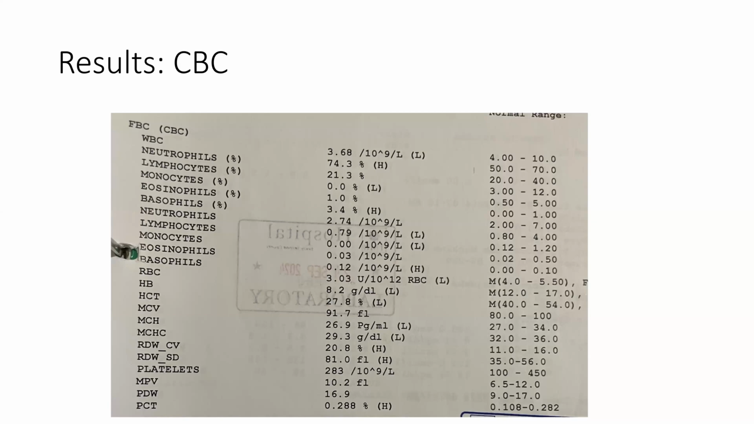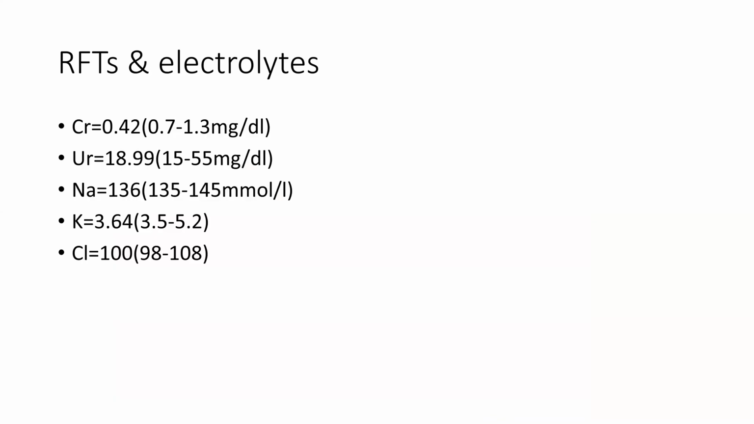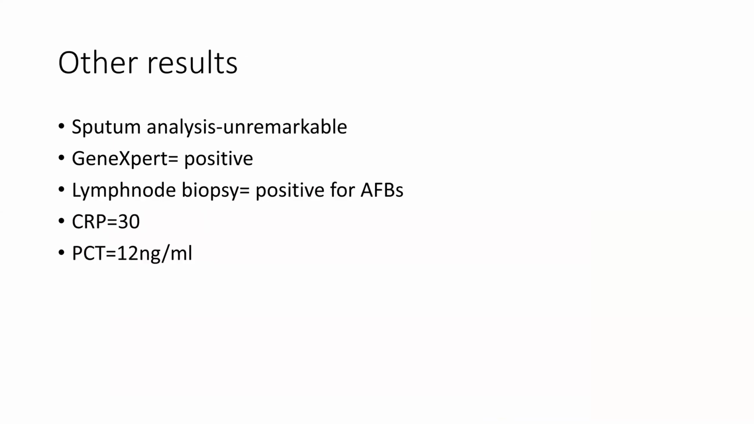RFTs and electrolytes, that's our creatinine, which is slightly below the normal range. Urea was normal, sodium, potassium, chloride were all normal. So in other results, this may not have been instant, but yes, the sputum analysis was unremarkable. The GeneXpert was positive. The lymph node biopsy was positive for acid-fast bacilli. This was the first biopsy done.